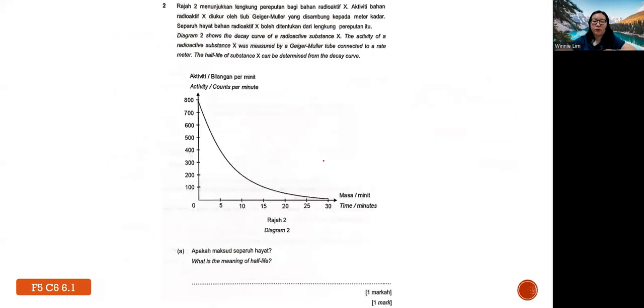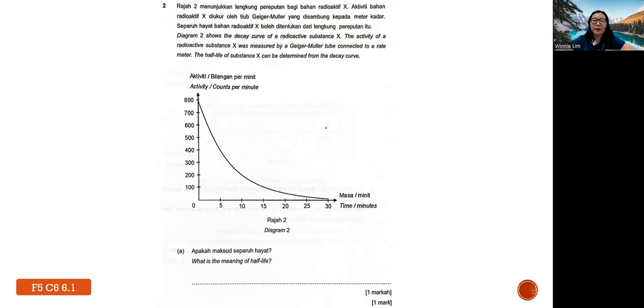Question 2 is on the Form 5 topic nuclear physics, 6.1 radioactive decay. Diagram 2 shows the decay curve of radioactive substance X, and the activity of radioactive substance X was measured by a Geiger-Müller tube connected to a rate meter. The half-life of substance X can be determined from the decay curve. So what is the meaning of half-life? In Paper 2, there will always be at least 5 to 6 definitions, so try your best to remember as many definitions as you can.